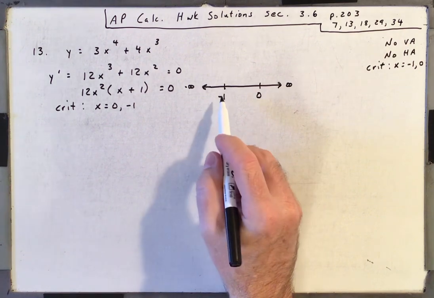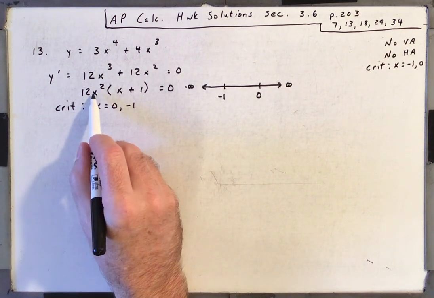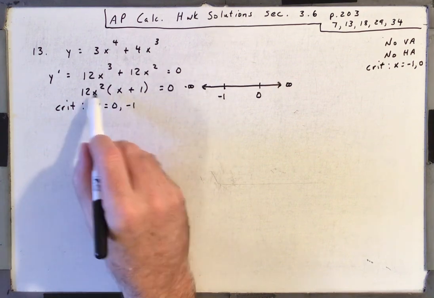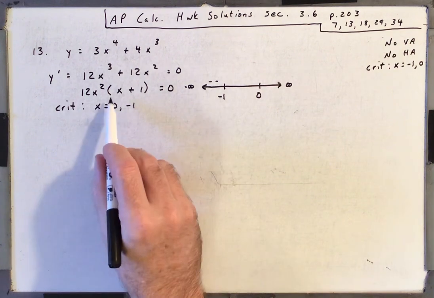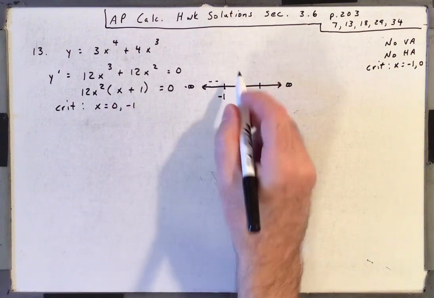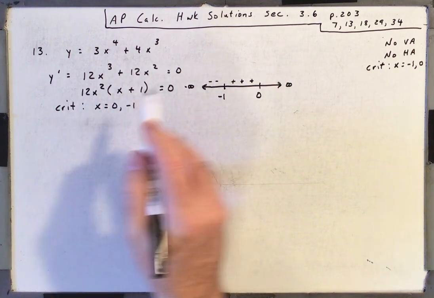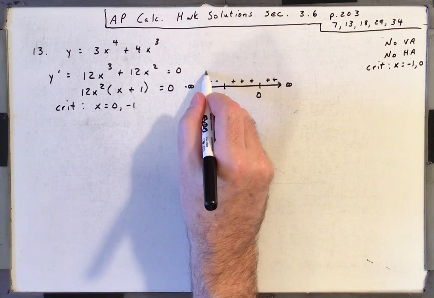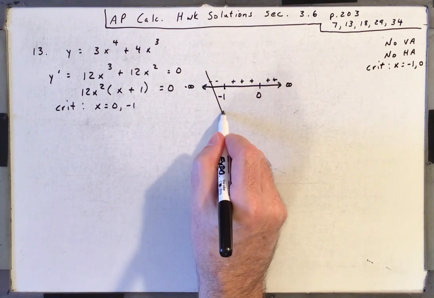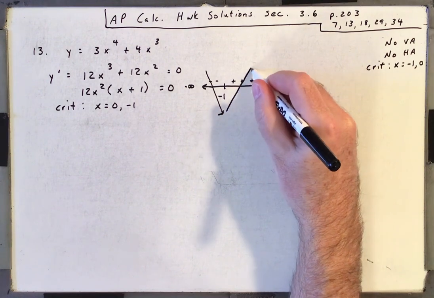All right, negative 1. So let's try negative 2. Well, this is going to be positive because you're squaring it. Negative 2 plus 1 is negative. Positive times a negative is negative. And then negative a half, that'd be positive times positive, so positive. And greater than 0 is going to be positive. So we are decreasing till we get to there, then increasing.